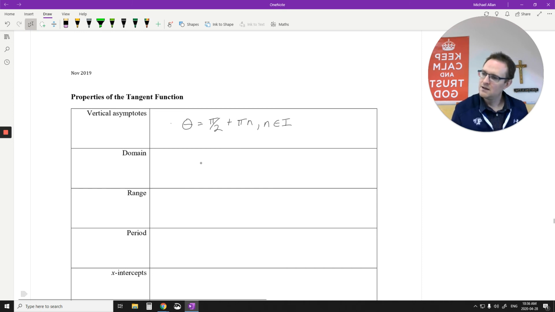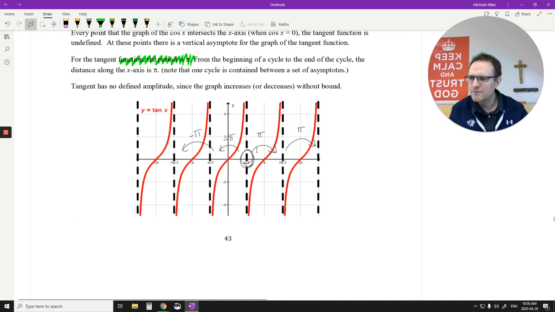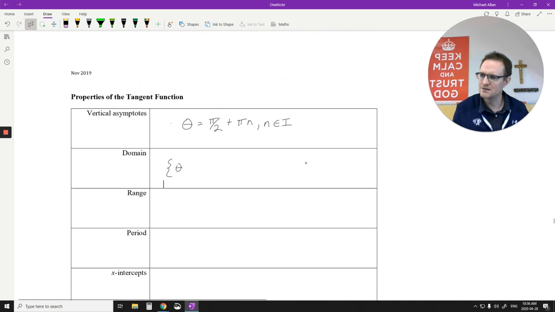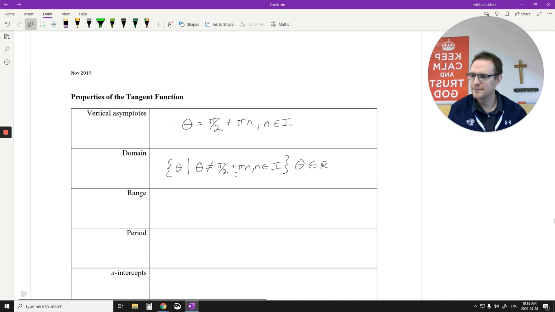My domain, now my domain cannot be these numbers. So my domain, which is going to be theta or x or whatever you want to call it. I think they labeled x here, so you probably put down x instead. I'm just going to use theta because I think of those for angles. It is going to be everything but these numbers. You put in there theta an element of the integers if you want to, or theta an element of the reals. It's all the other numbers but the ones that are represented by this restriction here.